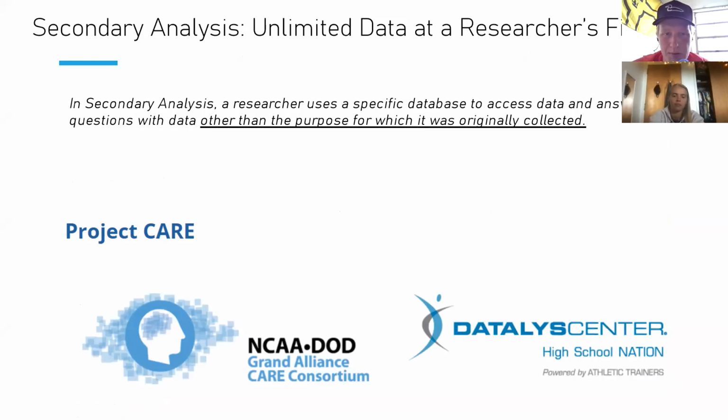Another example of this is the NCAA and the Department of Defense developed a CARE Consortium for concussion based on data that was present from the NCAA Injury Surveillance System. So that's another database that was utilized to pull data for creation of research questions as well. So those are just some examples of how secondary analysis can be used.